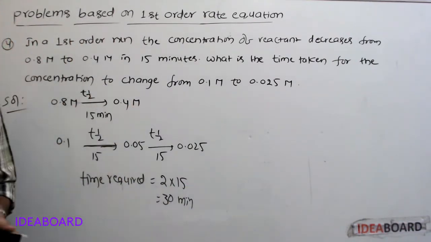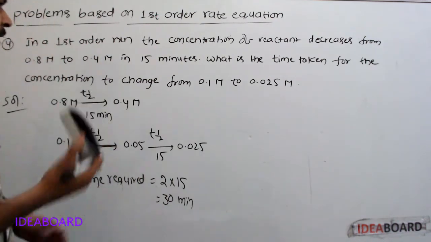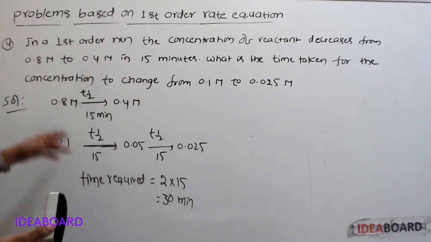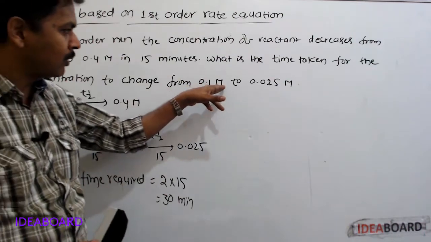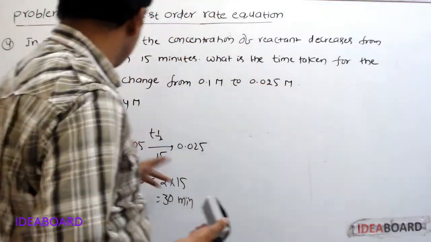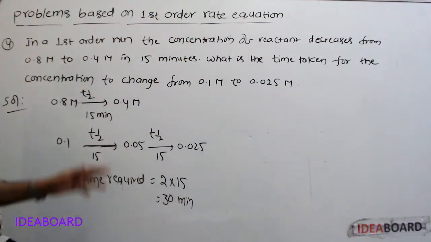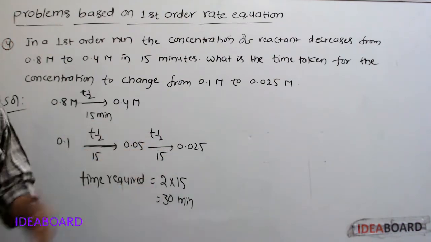Indirectly they have given the half-life. We should calculate the time taken for the concentration to change from 0.1 molar to 0.025. Here two half-lives are there, so 2 into 15, 30 minutes.